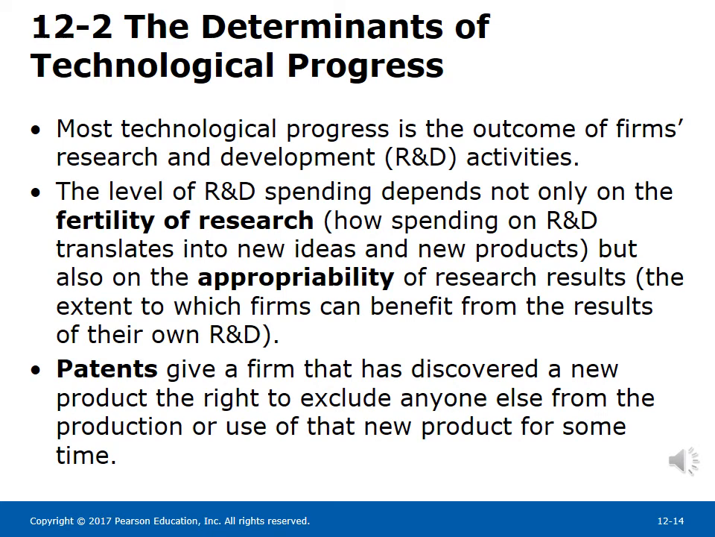(12-2) The determinants of technological progress. Most technological progress is the outcome of firms' research and development, R&D activities. The level of R&D spending depends not only on the fertility of research, how spending on R&D translates into new ideas and new products, but also on the appropriability of research results, the extent to which firms can benefit from the results of their own R&D. Patents give a firm that has discovered a new product the right to exclude anyone else from the production or use of that product for some time. This increases the appropriability of research results.